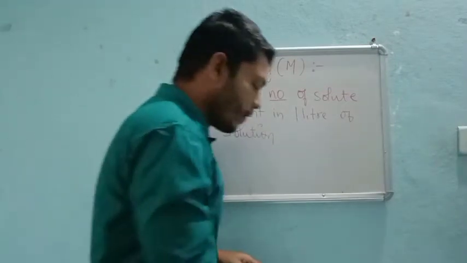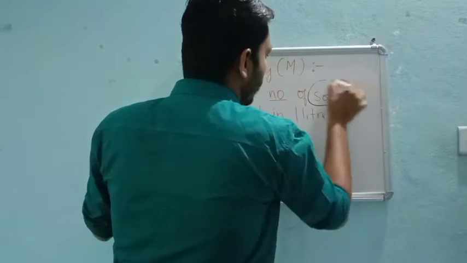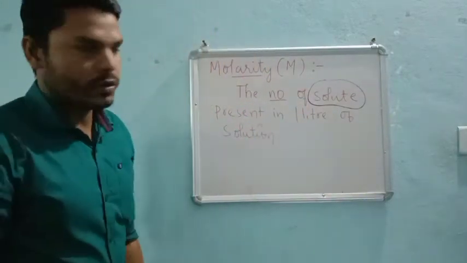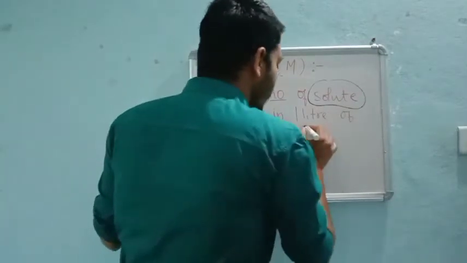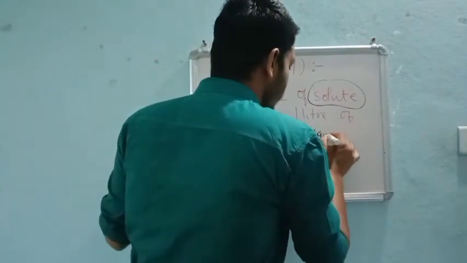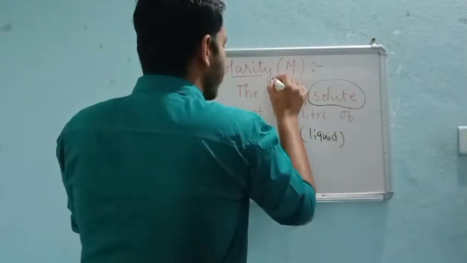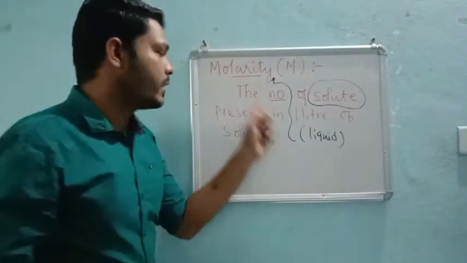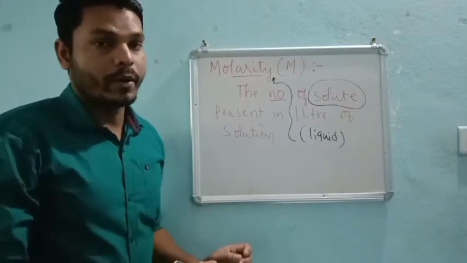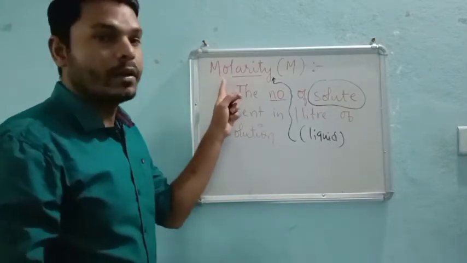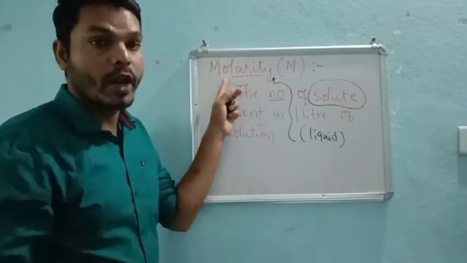Here, what we said again is concentration. I mean, molarity depends on what? Again, the solute. But 1 liter means we can say it is a liquid, right? So whatever concentration we see in case of molarity is nothing but in liquid. So if it is a liquid type of solution, then we go for molarity.